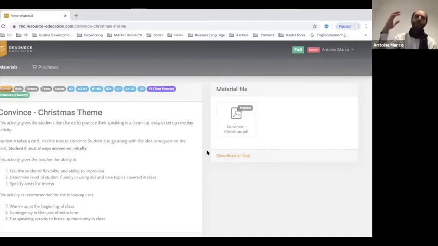On each card, there's something that you want to convince the other student to say, think, or do. There's only one rule. Student B must always answer no initially. Now, initially is very important. It doesn't mean that student B cannot agree to different things during the conversation, but at the beginning, student B should say no, or else there's no conversation. This is a very simple rule to ensure there's a conversation.